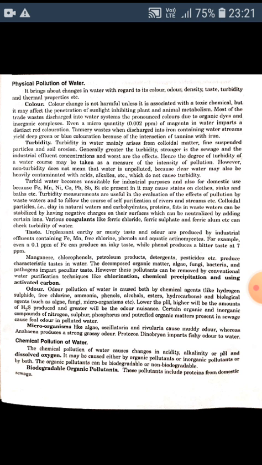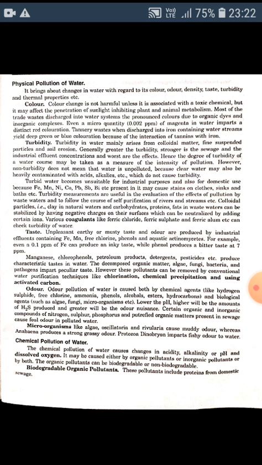Greater the turbidity, stronger is the sewage and the industrial effluent concentrations, and worse are the effects. Hence, the degree of turbidity of a watercourse may be taken as a measure of the intensity of pollution. However, non turbidity does not mean that the water is unpolluted, because clear water may also be heavily contaminated with acids, alkalis, etc., which do not cause turbidity.